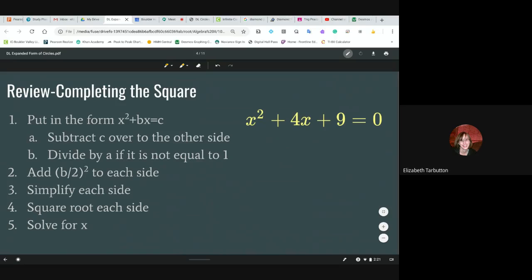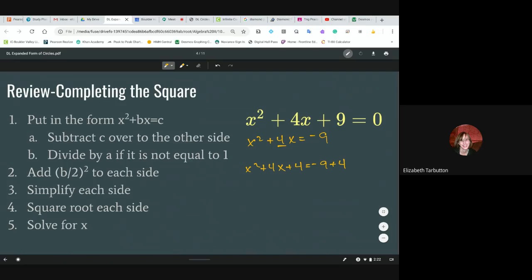So that would give us x squared plus 4x equals -9. And then the second step is to add (b over 2) squared to each side. And in this case, b is 4. So x squared plus 4x. 4 divided by 2 is 2. 2 squared is 4. And we have to add it to both sides in order to balance the equation.